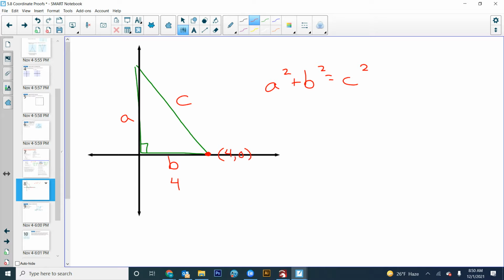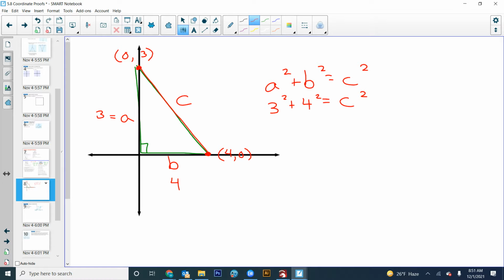4, 0, right? If A is 3, this point is 0, 3. How would you find the hypotenuse? Well, with our tools so far, we would use the distance formula, right? Distance formula. Let's try the Pythagorean theorem. 3 squared plus 4 squared equals C squared.